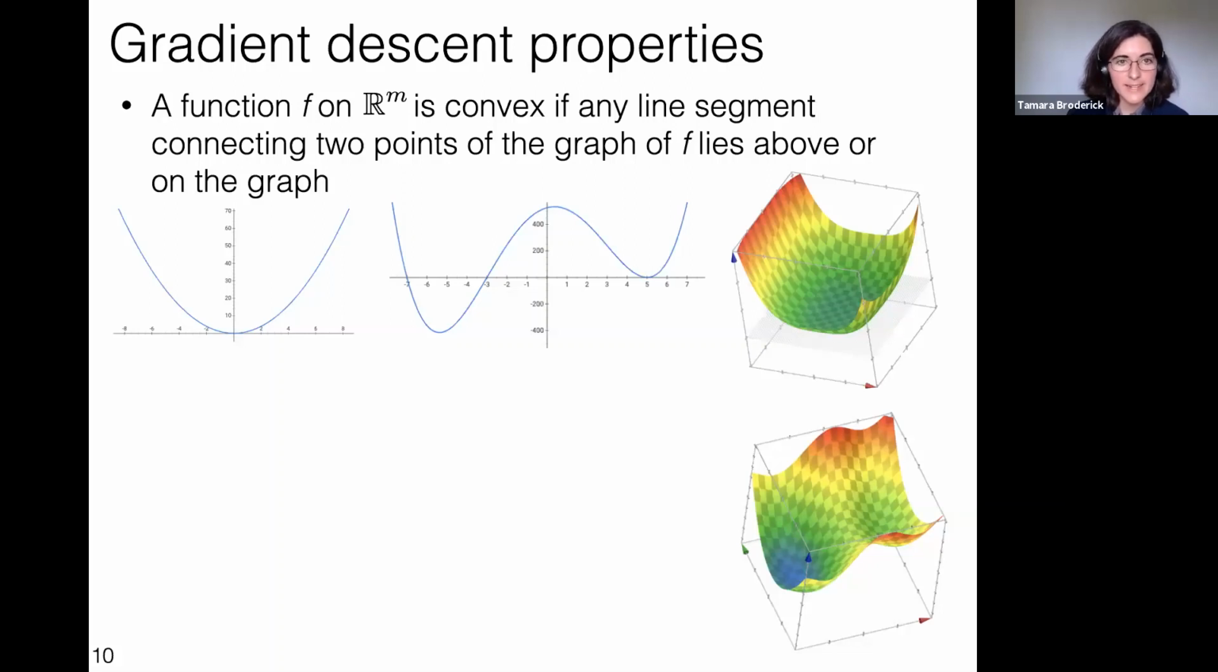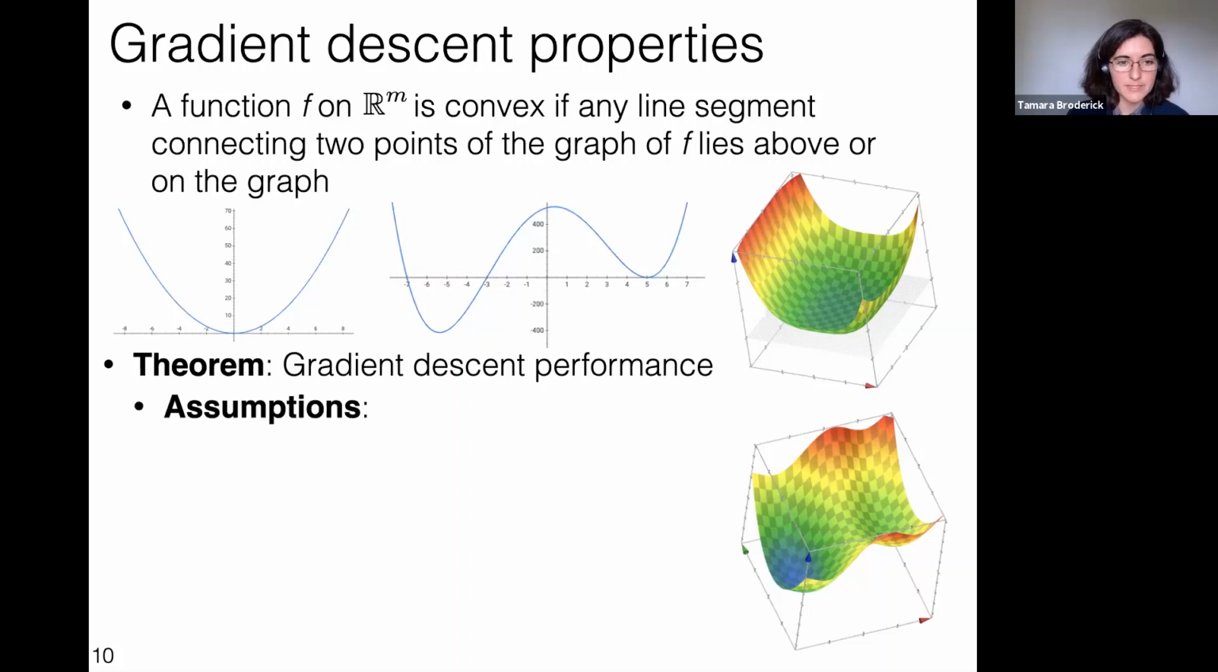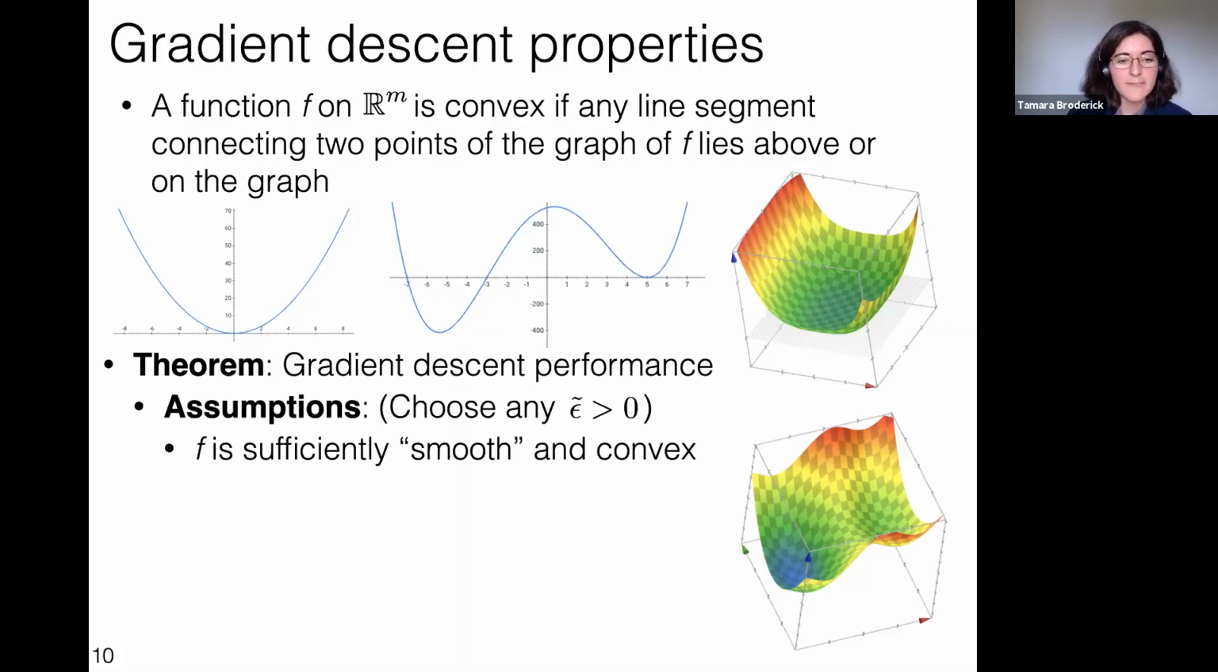Okay, so why are we talking about convexity? Because convex functions are easier to minimize. In particular, here's a theorem about gradient descent performance. Now in my assumptions, I'm going to choose some epsilon tilde. This is basically going to ask me, how good am I? We'll see that again in the end. I'm going to assume f is sufficiently smooth and convex. I can differentiate it. It's continuous in the right ways. There's a little bit more advanced math than we're going to get into here, but it's a nice enough function and it's convex. It has at least one global optimum.